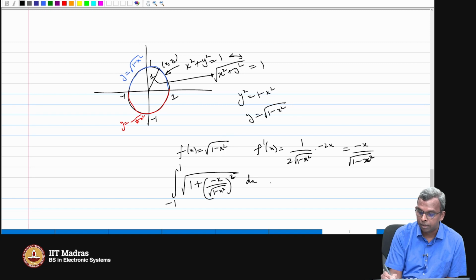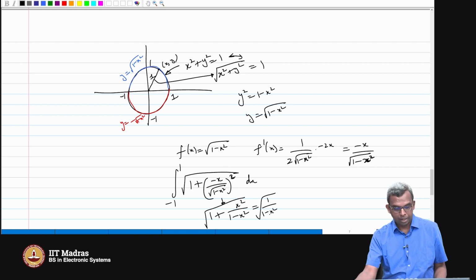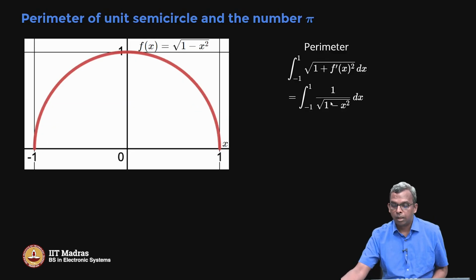So, when you square it, you are going to get what? This is going to become x squared by 1 minus x squared. Okay, and then you do a 1 plus, which will become 1 by 1 minus x squared, and then of course there is a square root, you retain that. So this becomes the integral from -1 to 1 of 1 by square root of 1 minus x squared dx.